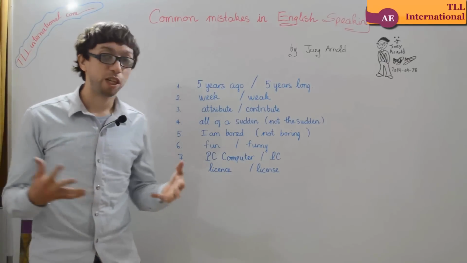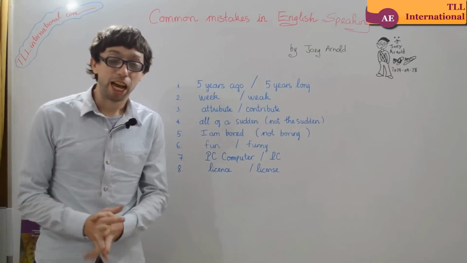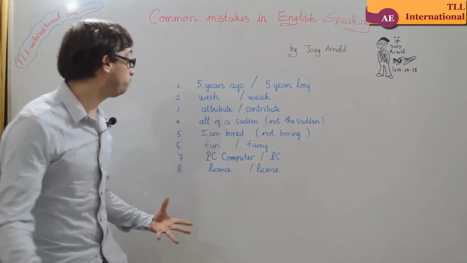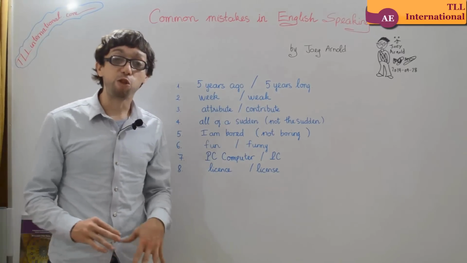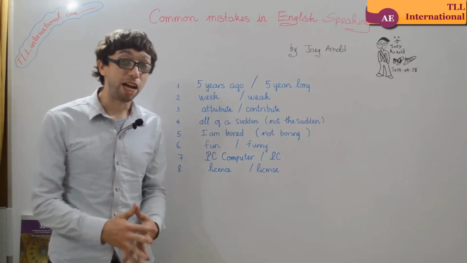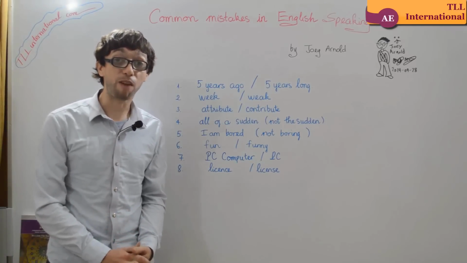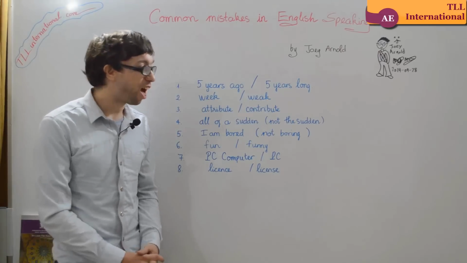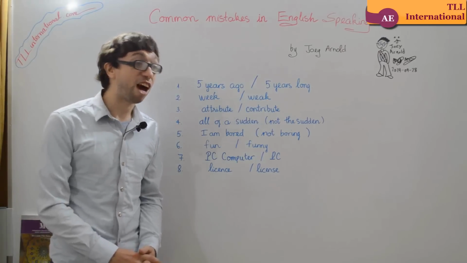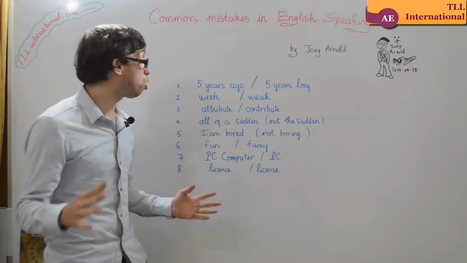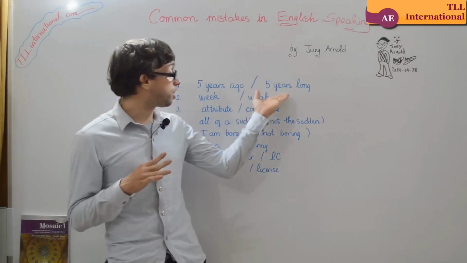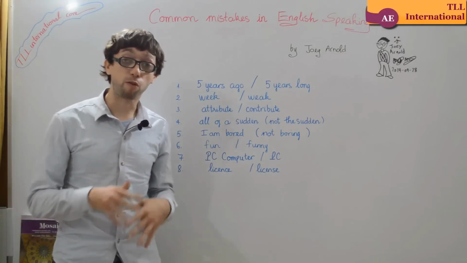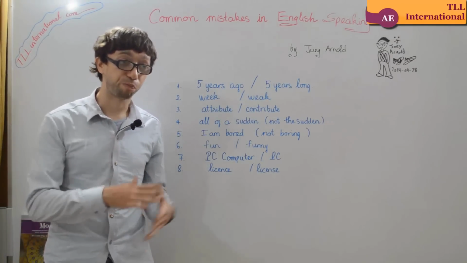Number one, you want to answer a question, and let's say, for example, somebody says, how long have you been working here? And you say, I have been working here for 5 years ago. Wrong. Wrong answer. You say 5 years ago. They want to know how long. And so the second option is the answer. So you can say, I have been working here for 5 years.